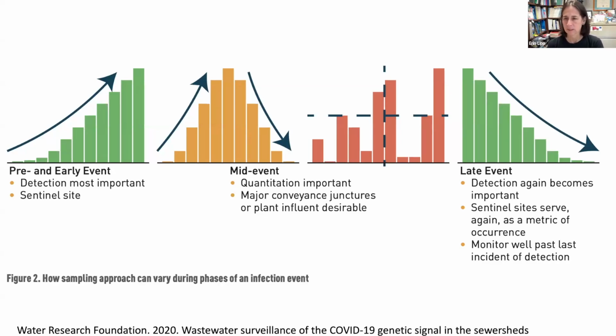So again, sentinel sites could be important. You want to monitor well past the last incident of detection. So this model is based on something that has not become endemic, that has entered a population and is leaving.